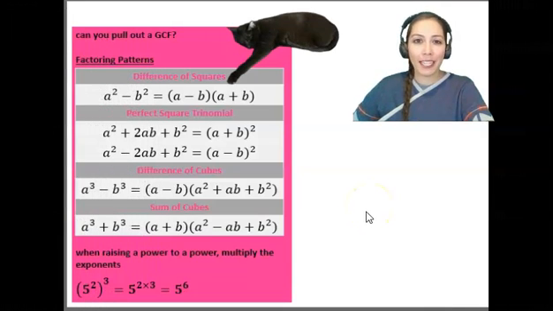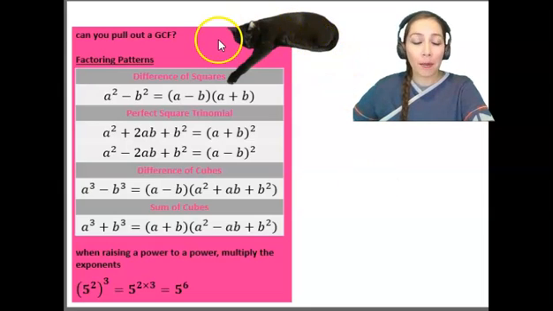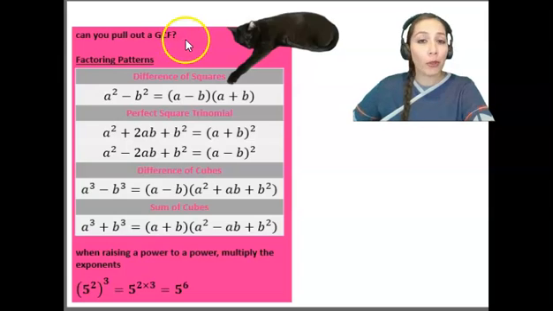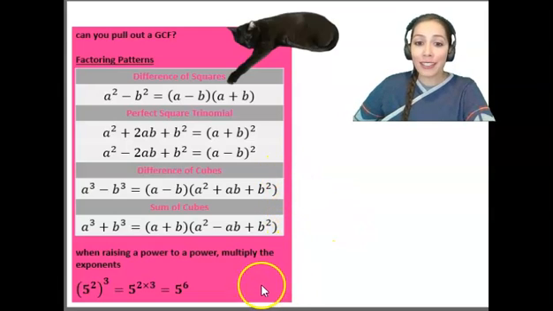Chloe is here with her latest tips and tricks. She wants you to know that when you are factoring a polynomial, ask yourself if you can pull out a greatest common factor. She also wants you to know that there are some factoring patterns you can look for: difference of squares, perfect square trinomial, difference of cubes, and the sum of cubes. And her last little tip down here is that when you are raising a power to a power, you actually multiply the exponents together.